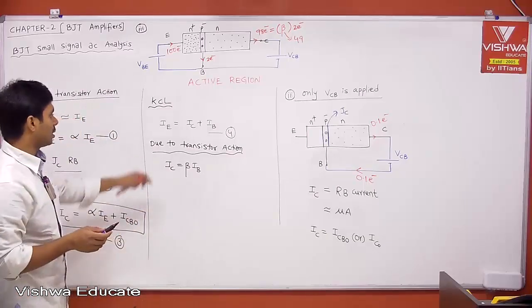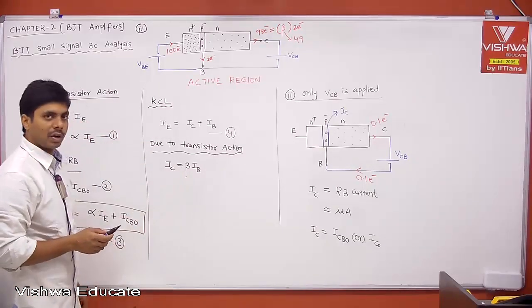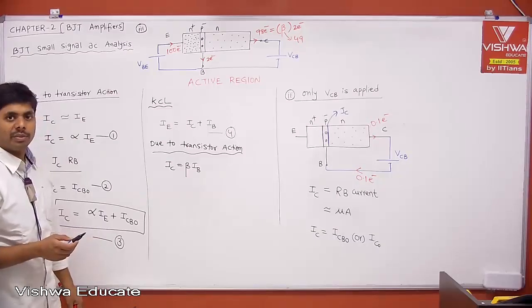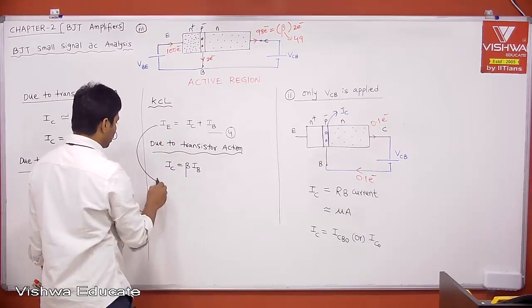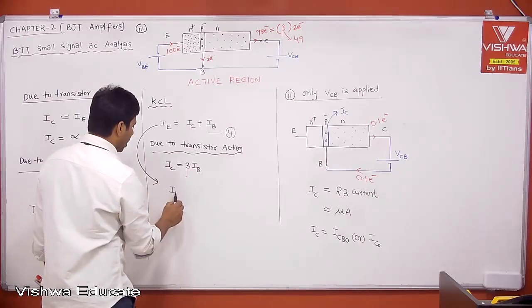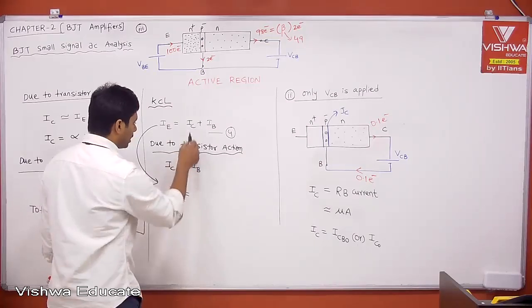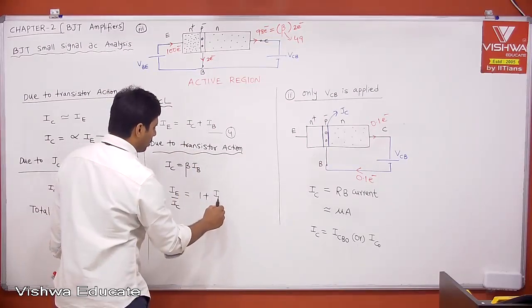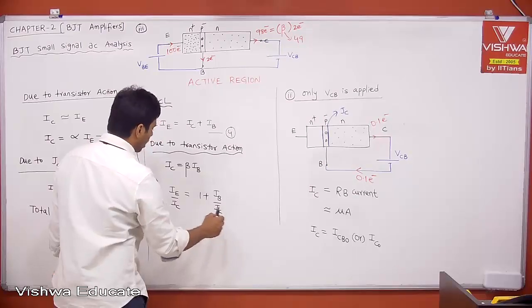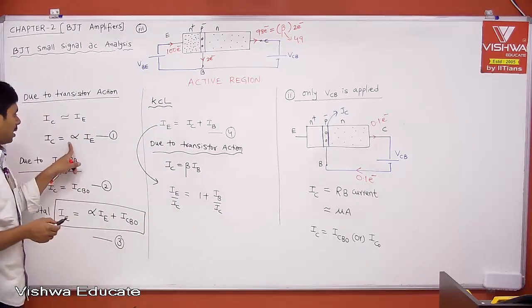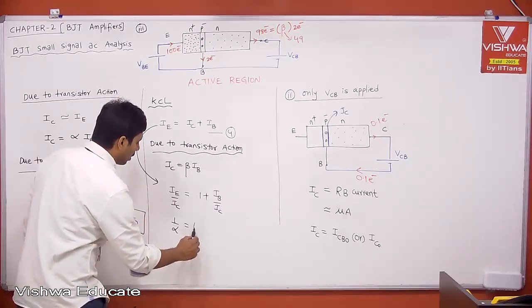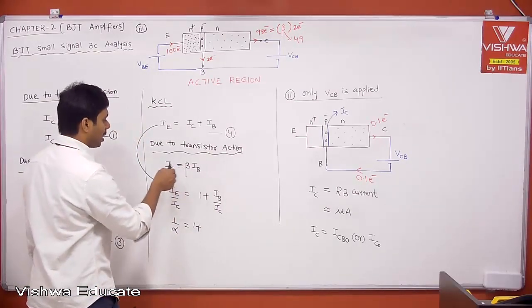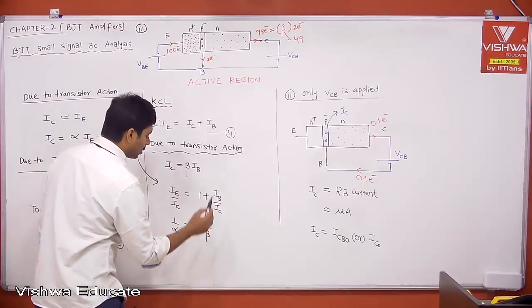Now I want to get the relation between alpha and beta. Therefore, can I write it? If I divide it by IE by IC, then IC by IC is 1, then IB by IC. What is IE by IC? IE by IC is nothing but 1 by alpha. 1 plus, what is IB by IC? IB by IC is 1 by beta.